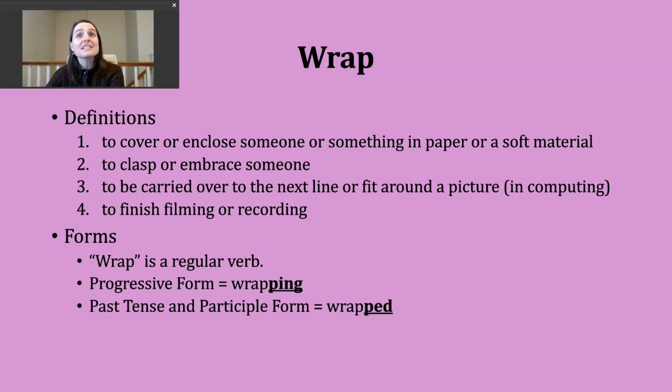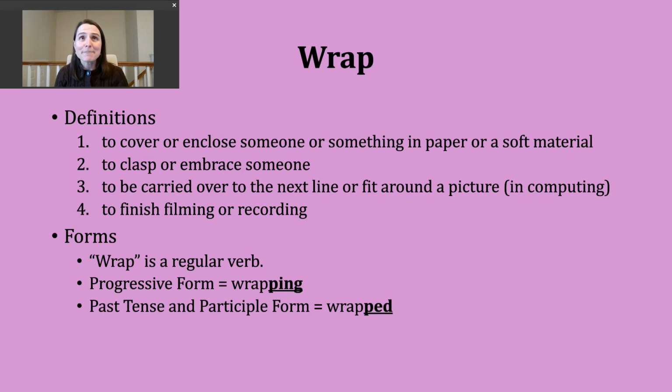Okay, and you should know that WRAP, wrap, is a regular verb. To make the progressive form of this verb, you want to double the ending P because we have a one-syllable verb that ends with consonant, vowel, consonant, right? So I'm going to add a second P before I add ing. That forms wrapping. The past tense and participle forms of this verb are going to be made in a similar way. I've got to double the ending P before I add ed.